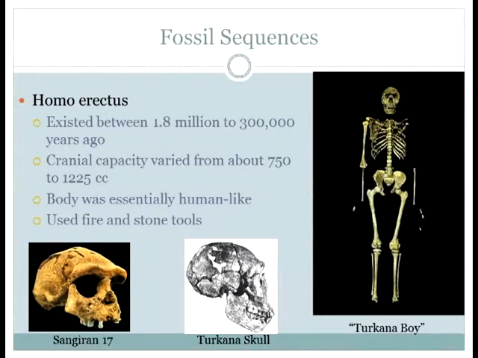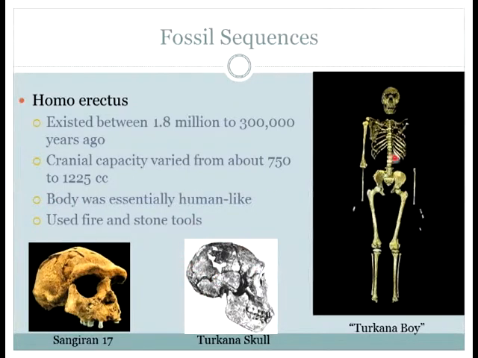Once we come to Homo erectus, the next in the line of fossil lineages, we have an almost complete fossil of Homo erectus. We call it Turkana boy. His fossil was found on the banks of Lake Turkana in Africa. The layers that Homo erectus has been found in date from 1.8 million to roughly about 300,000 years ago. The cranial capacity is a little bit bigger, 750 to 1,225 cubic centimeters. So it's bigger than Homo habilis. We now have a skull that's slightly bigger and a bigger brain.